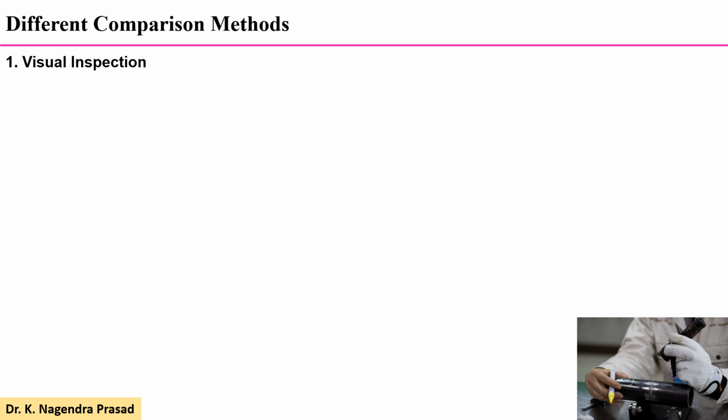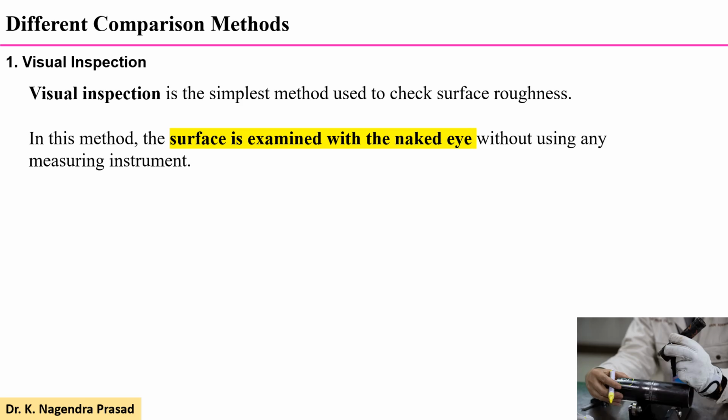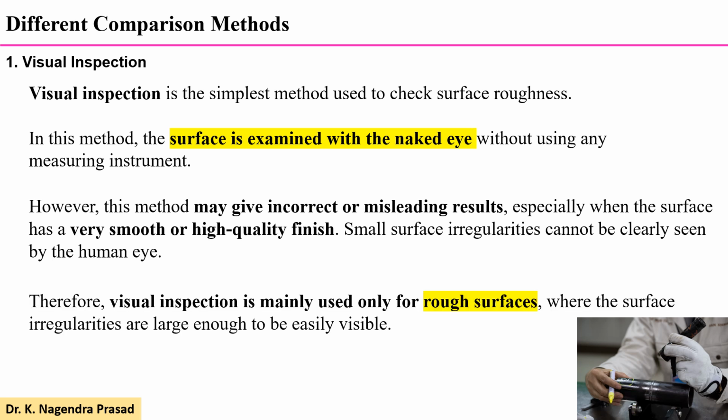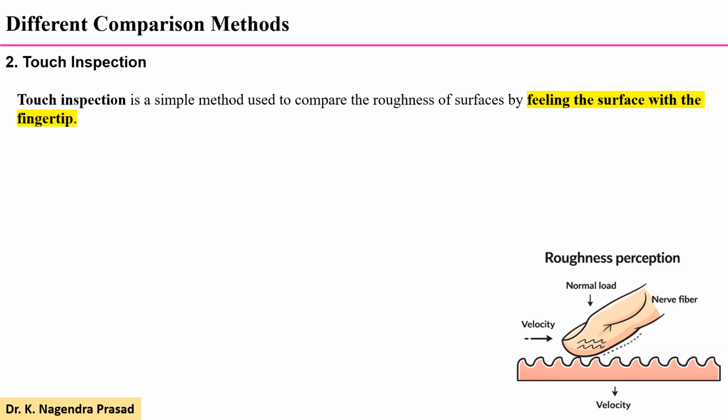First we have to discuss the visual inspection method. Visual inspection is the simplest method to check the surface roughness. In this method, the surface is examined with the naked eye without using any measuring instrument. However, this method may give incorrect or misleading results, especially when the surface has a very smooth or high quality finish. Small surface irregularities cannot be clearly seen by the human eye. Therefore, the visual inspection method is mainly used only for rough surfaces where the irregularities are large enough to be easily visible.